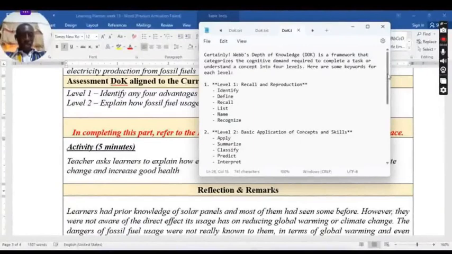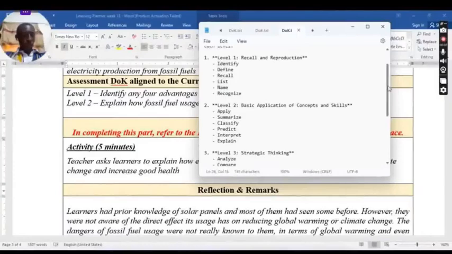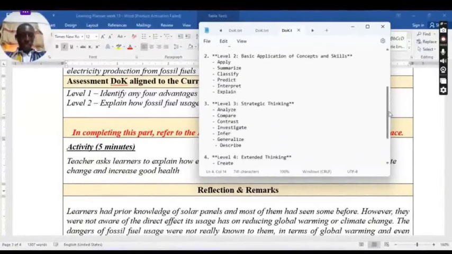So here are some keywords. Level 1 is about recall and reproduction, the ability of the learner to recall, remember what has been taught. So these are some words we use at level 1: identify, define, recall, list, name, recognize. Level 2, these are some words. Level 2 is about basic application of concepts, understanding and application of the concept. So use words like apply, summarize, classify, predict, interpret, explain.